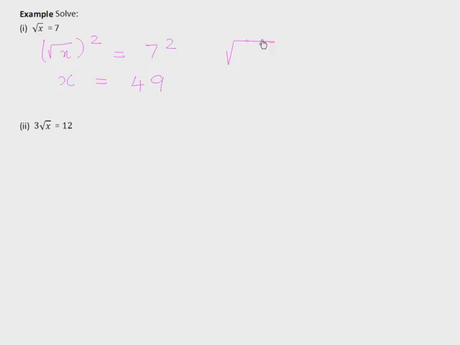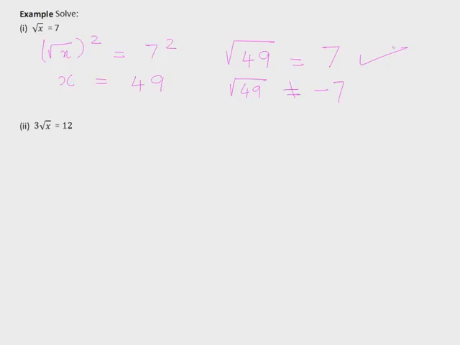Let's check. What is the square root of 49? It is 7. Does 49 have any other square root? For instance, minus 7. No, it doesn't. Root of 49 is not equal to minus 7. It is only equal to 7. Please remember that.